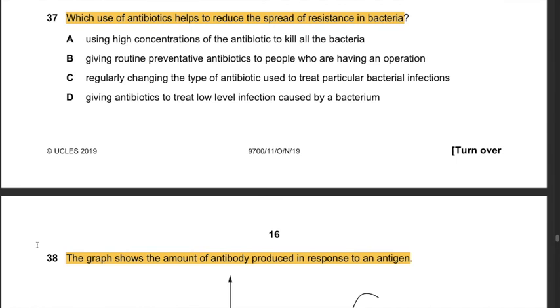If we go to answer D, giving antibiotics to treat low-level infection caused by a bacterium, we normally do not use antibiotics to treat low-level infection, but rather very high-level infections. Hence, the answer which helps reduce the spread of resistance in bacteria is C.